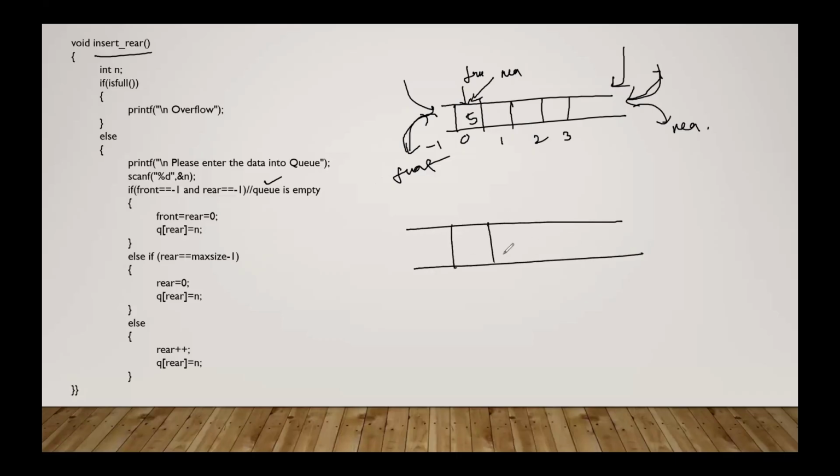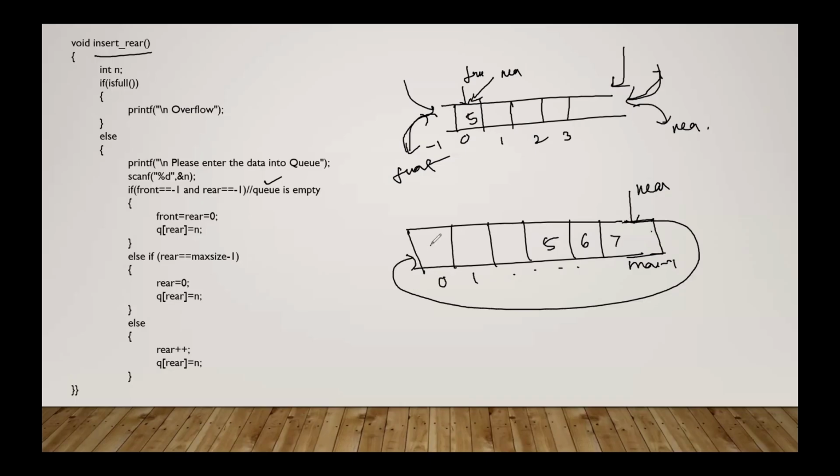Else, for example, another case. This side we have to insert. So if rear equal to max minus 1, for example, this is 0, 1, 2, 3, 4. This is max size minus 1, because the last is where the rear points to this one. Means, for example, 5, 6, 7 data is already there, so this is the end. If it is the end, there is no space at the rear. So we make the rear point to 0 and store whatever value, say 10. So this is a simple case of the circular queue.